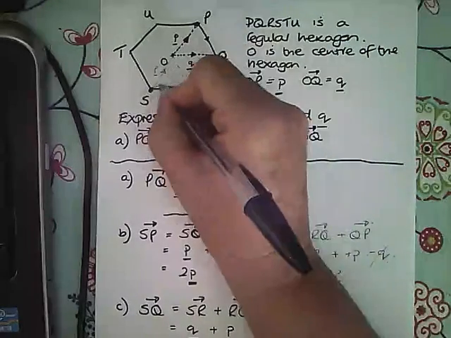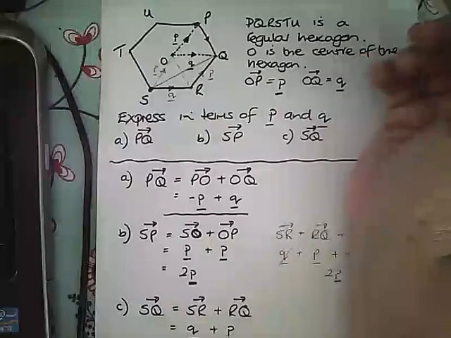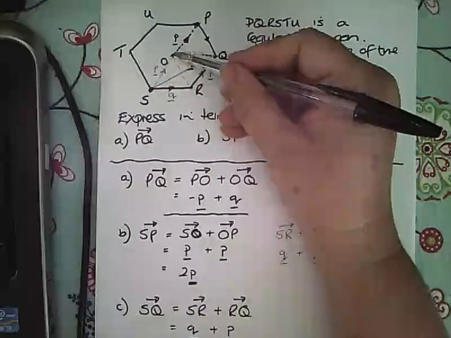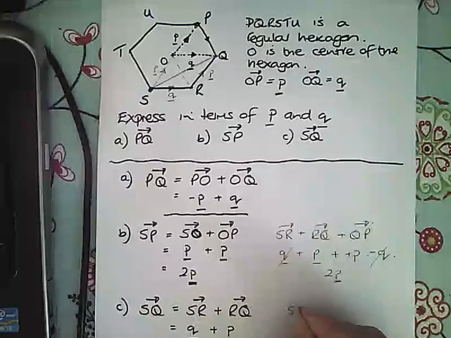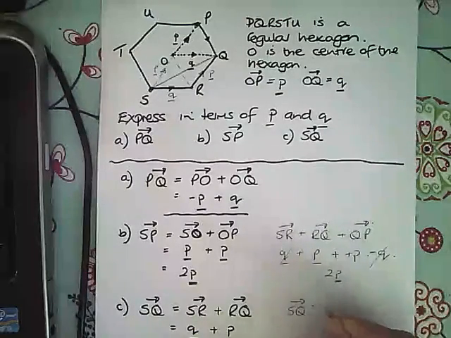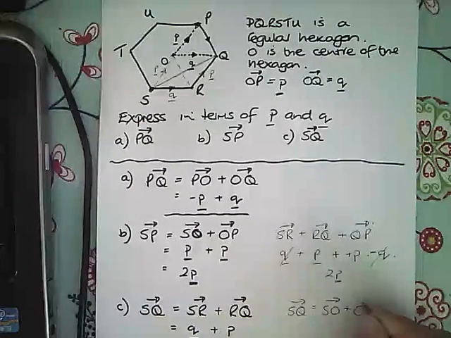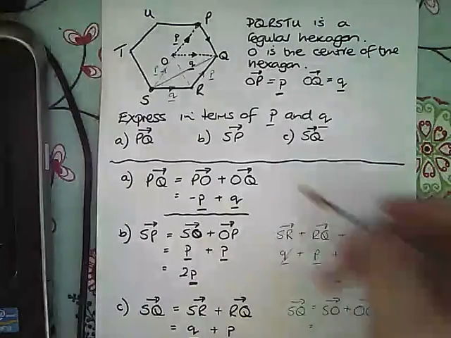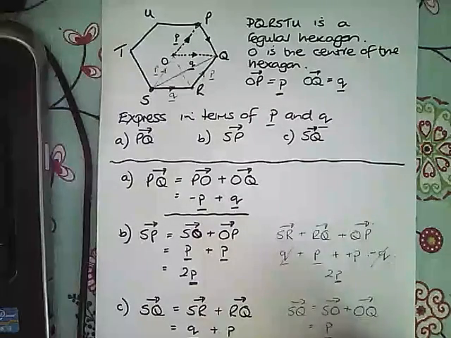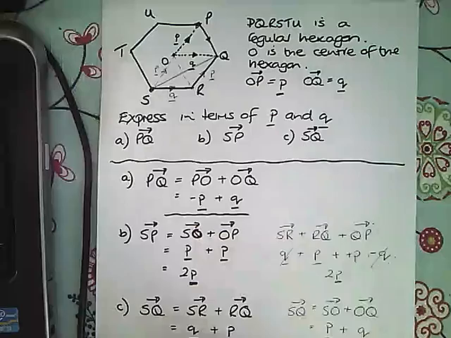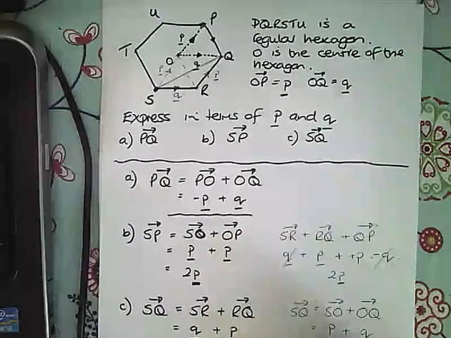This is the vector SQ. I've done SQ going the other way, so SO plus OQ. S to O is P, and O to Q is Q. So again, can you see that you get the same answer going both ways?